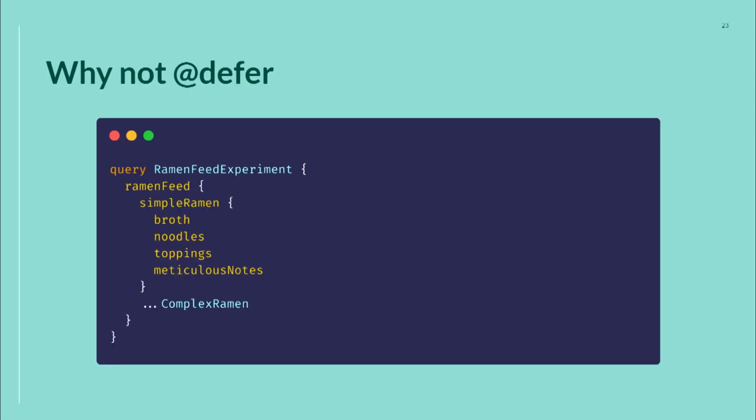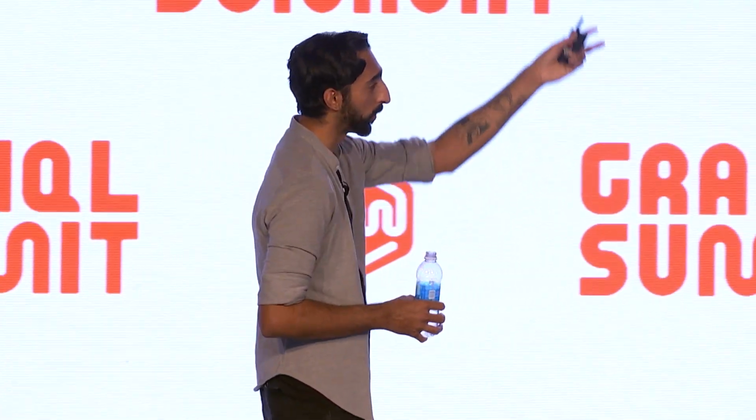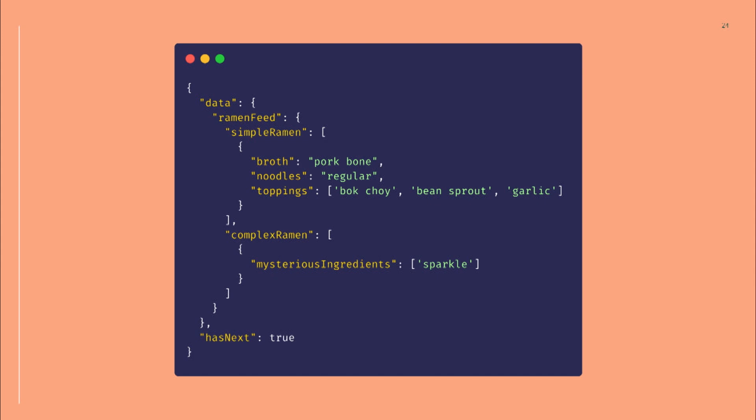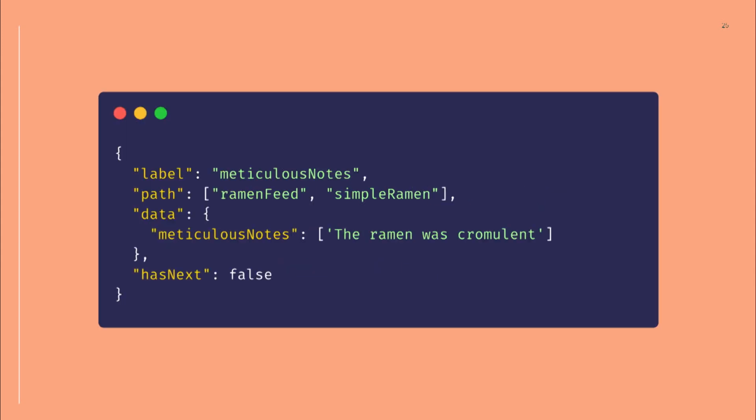We have defer. Someone was just talking about defer, so I won't touch on it too long. But here's a Raman feed with a simple Raman, and you have all the things that you would actually care about, like the toppings, et cetera. And then you have these meticulous notes, and I love meticulous notes, but we would probably defer them because you probably want to eat first, right? This defer is just going to make it so this value comes in when it's ready, and you get this original value first. So this would be our original response, right? We'd get this first. These are the things that our UI cares about. And then later down the line, we'll get this extraneous data.